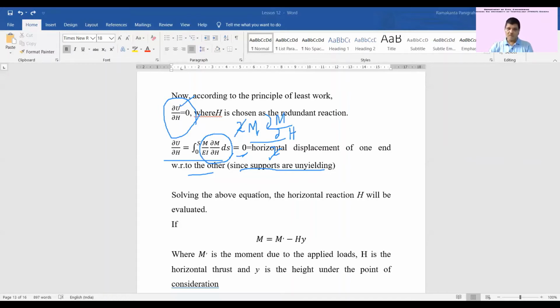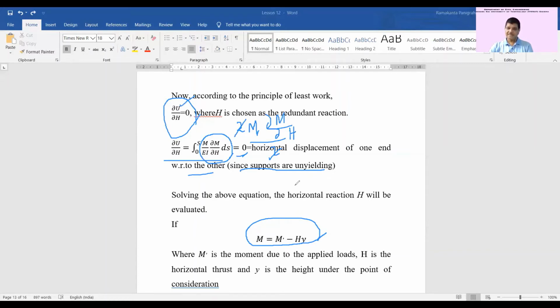Now solving the above equation, the horizontal H can be simply written like this. What is the bending moment at any section? Bending moment due to the simple supported beam minus H into Y. I have already explained that thing.